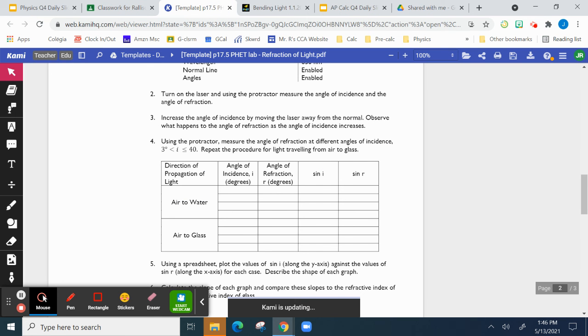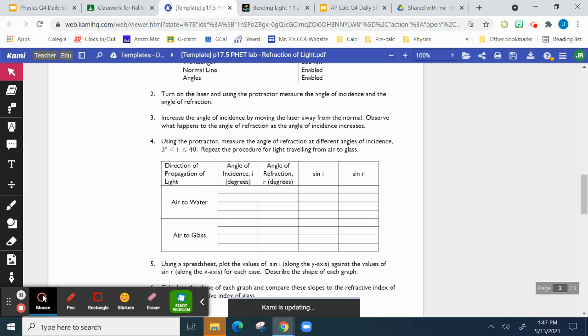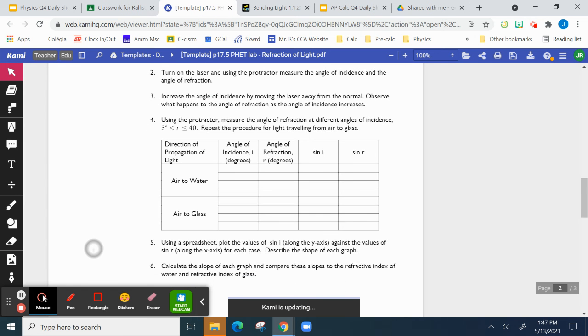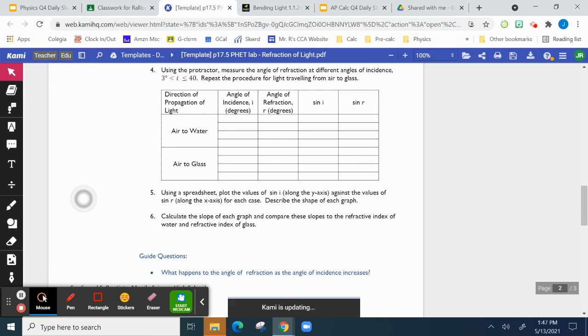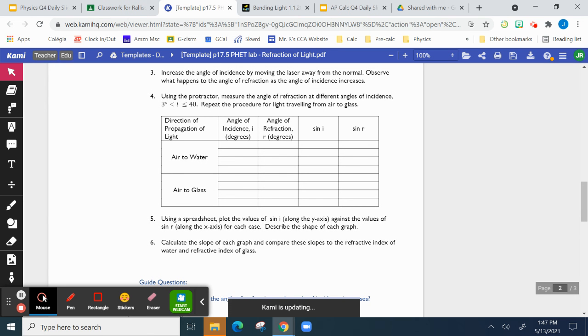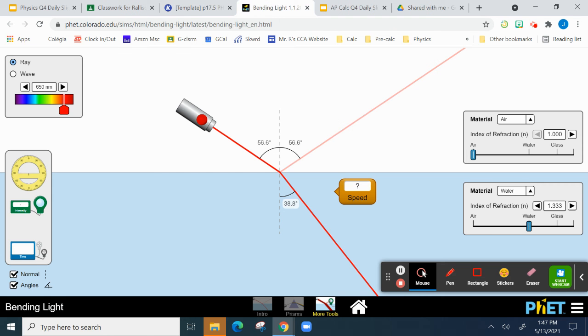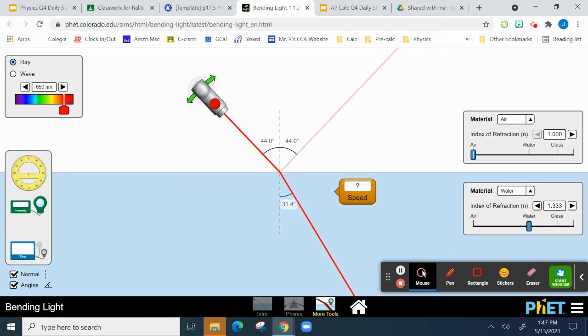And again, I've got 2 minutes left. So you can use the protractor to measure, or you can just leave the angle measurement on and it will tell you. I would suggest at this point you just leave the angle measurement on. Who cares if you can use a protractor on a computer screen, right? So now you're going to have to find the sine of the angle of incidence. I'll just do the very first one here, because we're looking for a law that we're going to discover here.